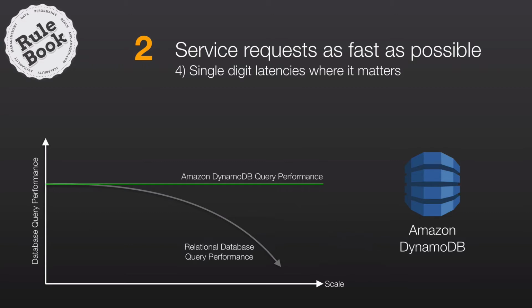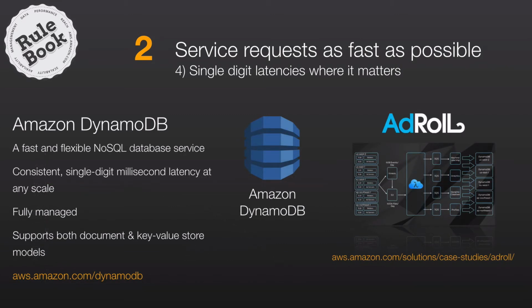And query performance with DynamoDB does not degrade in the same way that query performance degrades in relational databases as they get larger. We've done the heavy lifting behind the scenes to create a fast and flexible NoSQL non-relational database service that offers consistent single millisecond latency at any scale. It's fully managed and it supports both document and key value stored data models. And you can find out more information about it at aws.amazon.com/DynamoDB.